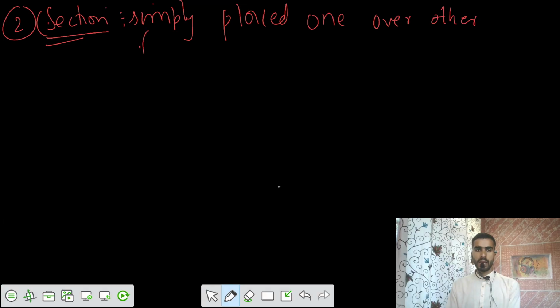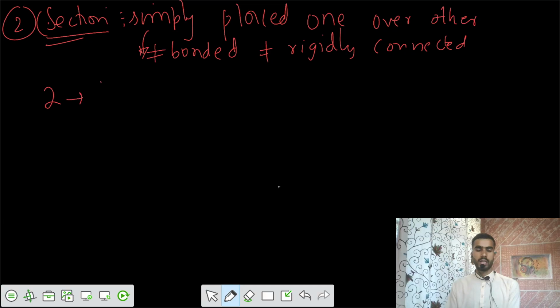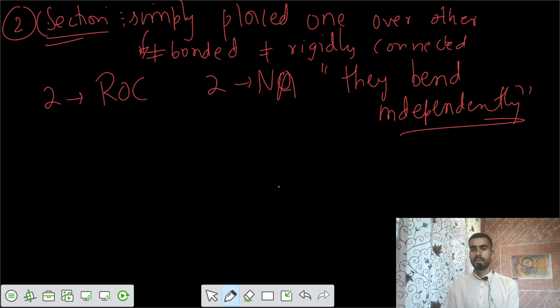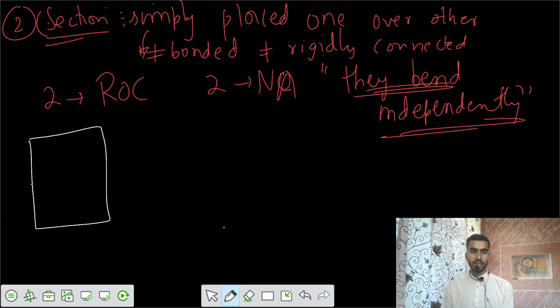That means they are not bonded, or they are not rigidly connected. That means they have two different radii of curvature, they have two different neutral axes, that is, they bend independently. So they bend separately. But for the calculation, let's say they are simply placed one over the other.